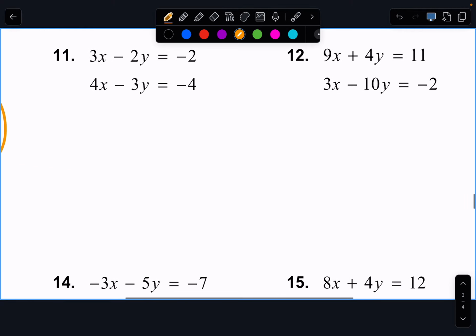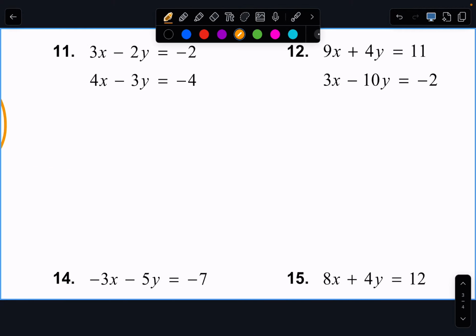So let's look at number 11. Number 11, it's pretty obvious that neither variable is opposite. Does anybody have any strong feelings about which variable we want to work on?